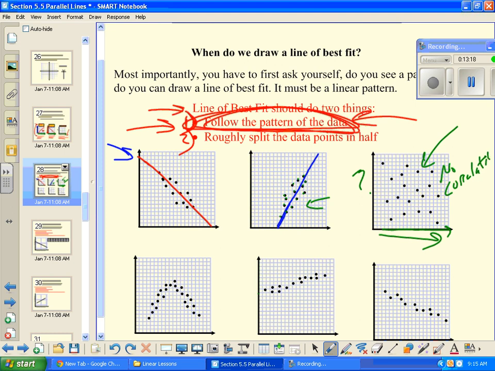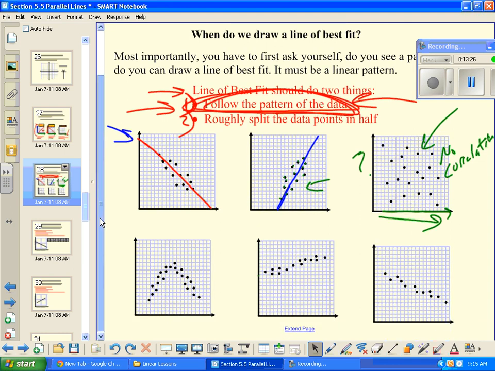I don't have to make some kind of line or anything because there isn't a pattern. The line is supposed to show some kind of pattern, like it says in number 1. So if there isn't a pattern, I'm just not going to draw a line of best fit. I'm just going to write no correlation.